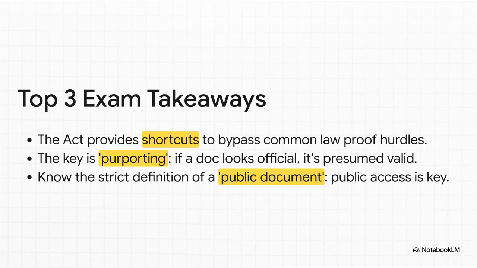Number 2, the magic word is purporting. If a document looks official and comes from the right source, the court will presume it's valid. And number 3, know the definition of a public document inside and out, and never forget that public access is the absolute, non-negotiable, critical element.